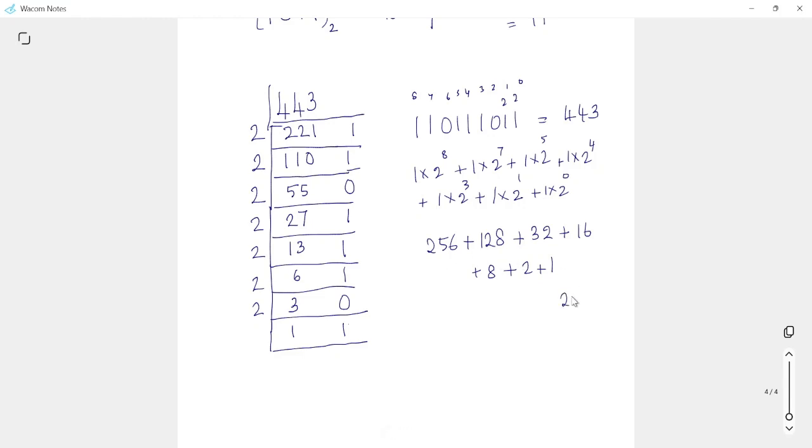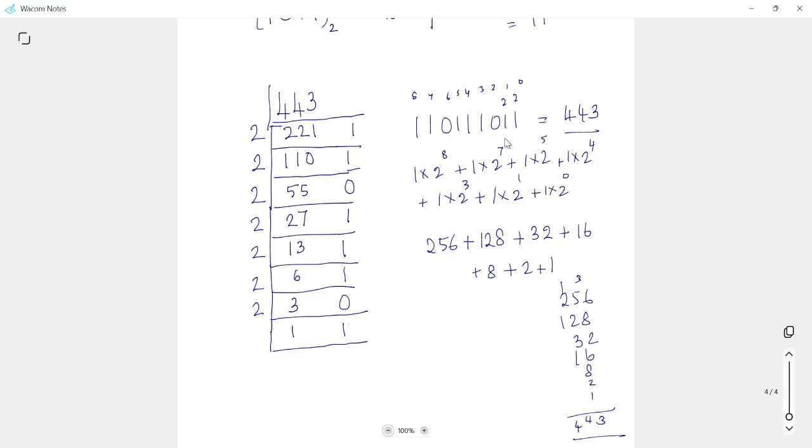To add all of this together: 256, 128, 32, 16, 8, 2, 1. That gives 443, which is the number that we were trying to convert to binary. So this is how you convert a number from decimal to binary. You keep on repeatedly dividing by 2, and you take all the remainders and put them together, and you will get the number in binary format.